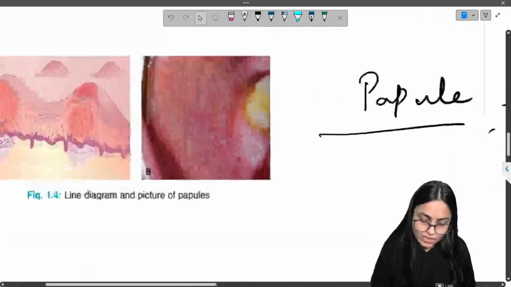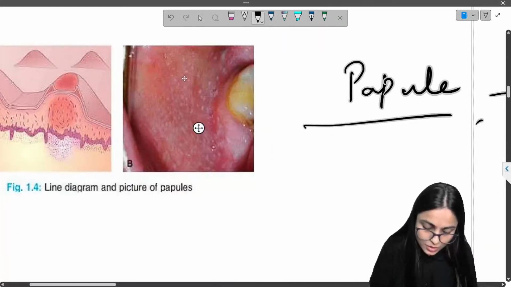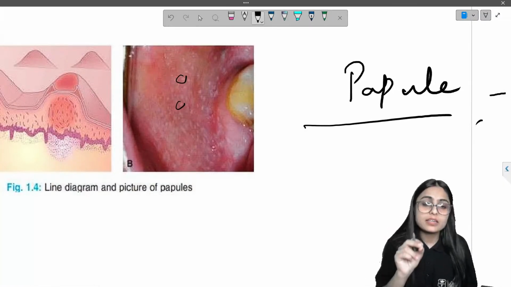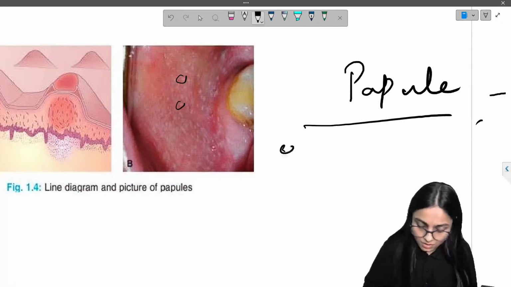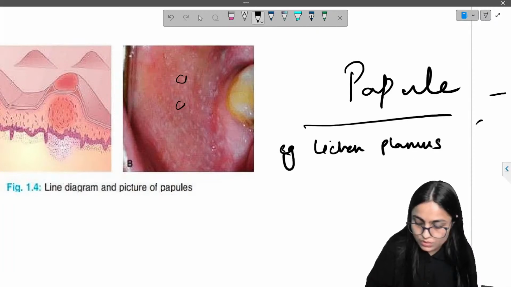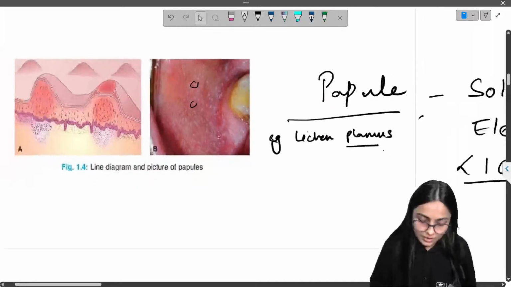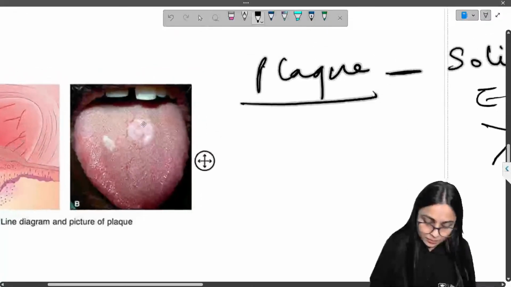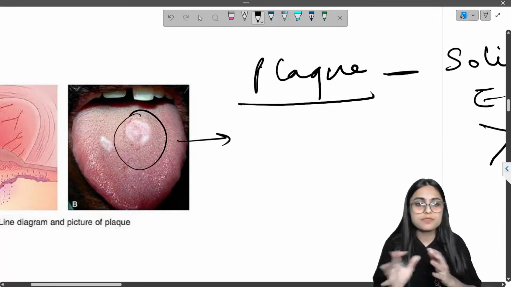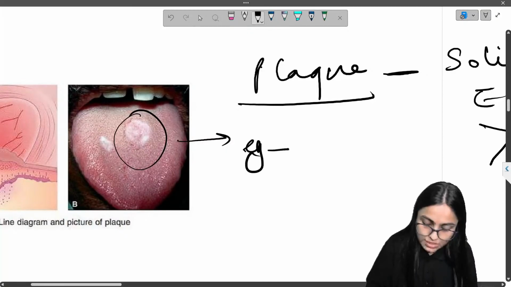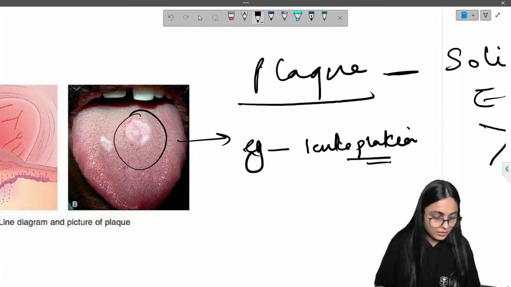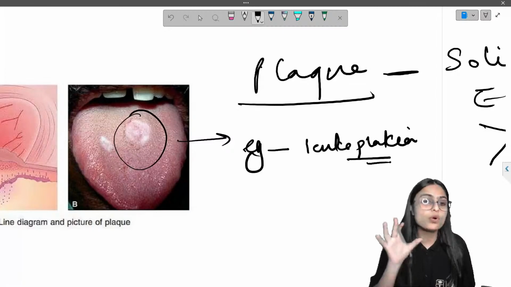Can you see in this picture? You can see these small white raised papules, a characteristic feature of lichen planus. So papule, you see it in lichen planus. Then we have plaque. Plaque is also a solid, elevated lesion, but the size difference is there. And plaque, you see it in leukoplakia.